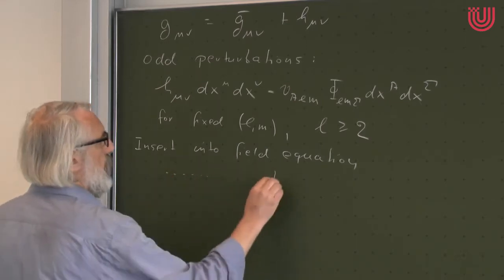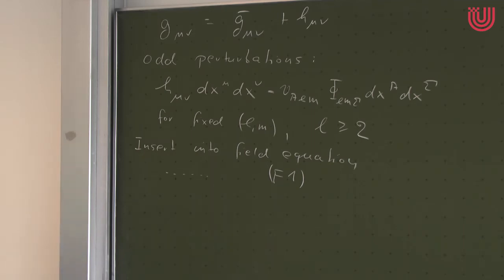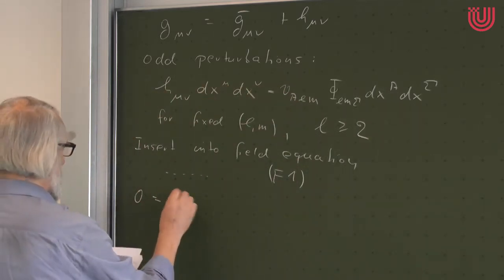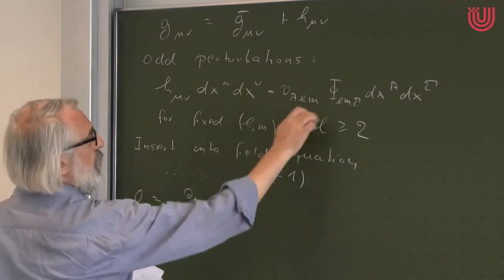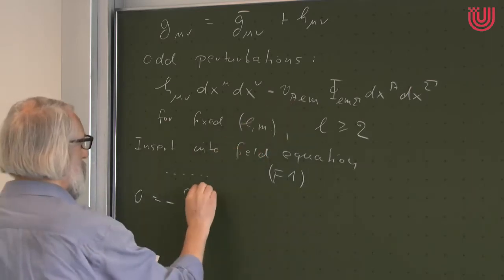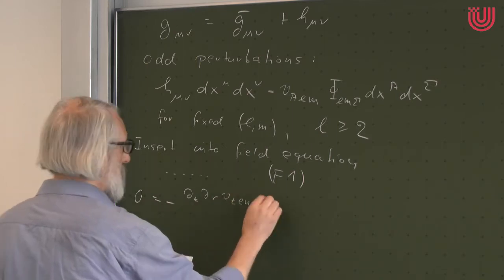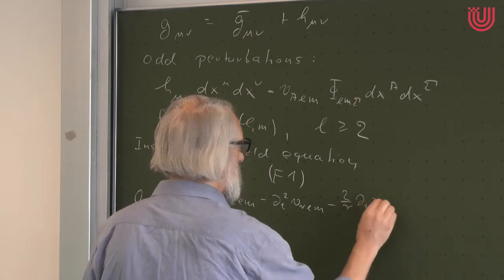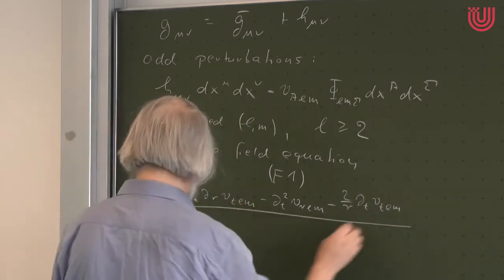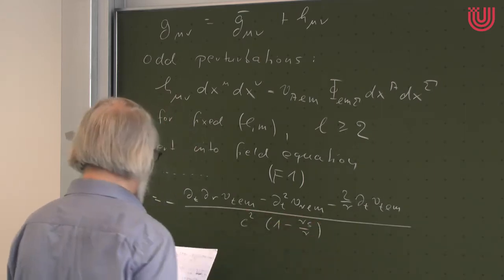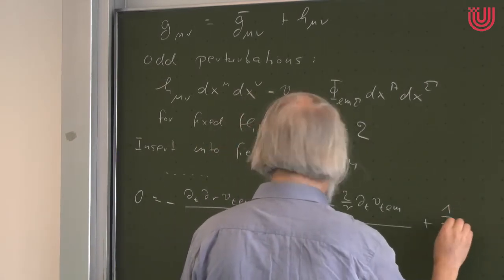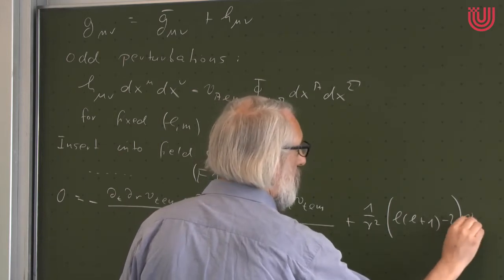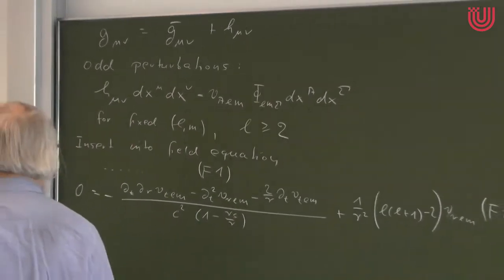The first one I don't write down because we will actually not need it. I called it F1 last time. But the other 2 I will need, and I have to write down again. So F2 is 0, minus, it's a system of differential equations for these coefficients, where A takes the values R and T: dt dr V_tlm minus dt squared V_rlm minus 2 over r dt V_tlm, everything divided by c squared (1 minus rs over r), plus 1 over r squared (L plus 1 minus 2) V_rlm. So that's F2.